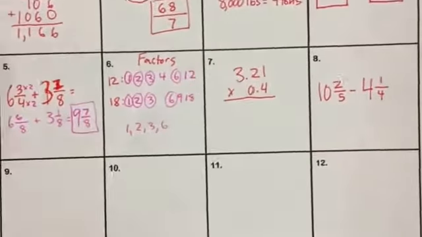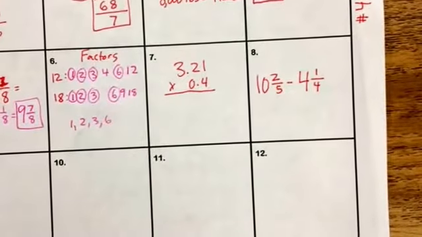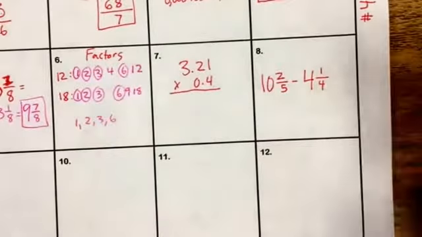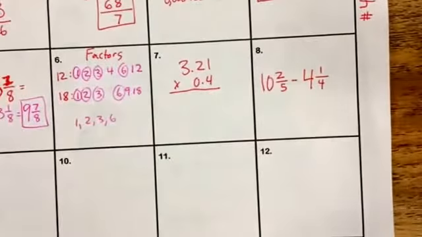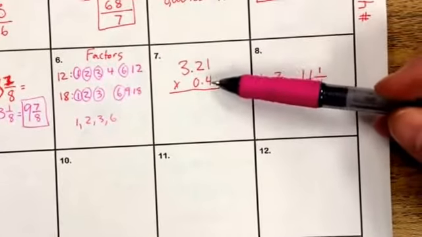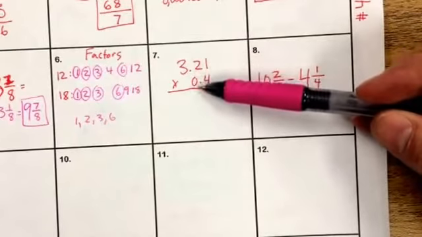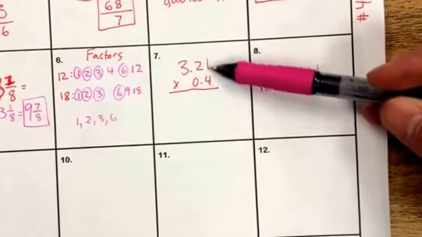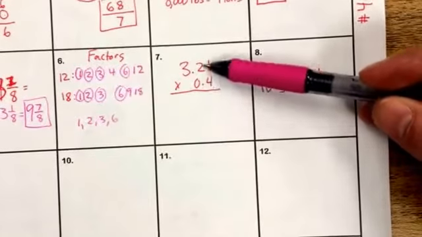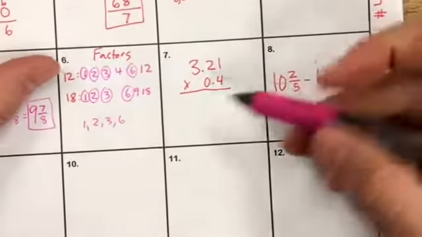All right. For problem number 7, they want us to look at 3 and 21/100ths times 4/10ths. Please remember that when you're multiplying decimals, you do not line up the decimals, you line up your digits. So notice I put my 4 right underneath my 1, excuse me. I try to put my 0 right underneath my 2. Didn't necessarily get it right there, but you get the picture.